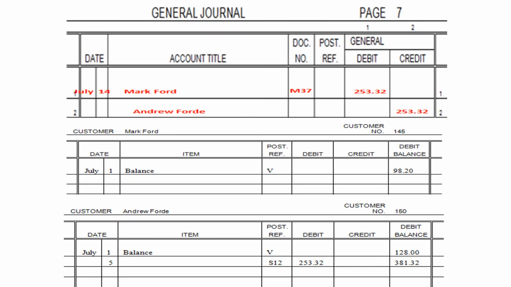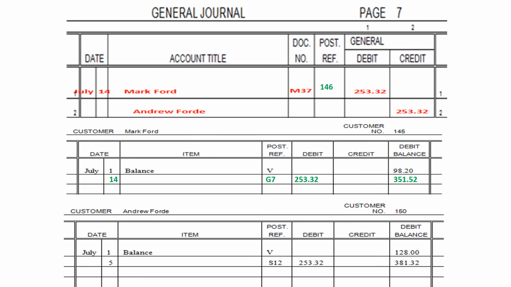So then how do you post them? Just a quick little review. You're just going to deal with your Mark Ford accounts receivable subsidiary ledger. The date of this transaction was the 14th. It came from G7, General Journal page 7. It's a debit, so now a debit balance and a debit entry. It's going to be an addition, and then they're the same. We find the sum, and then your post reference will be 146.